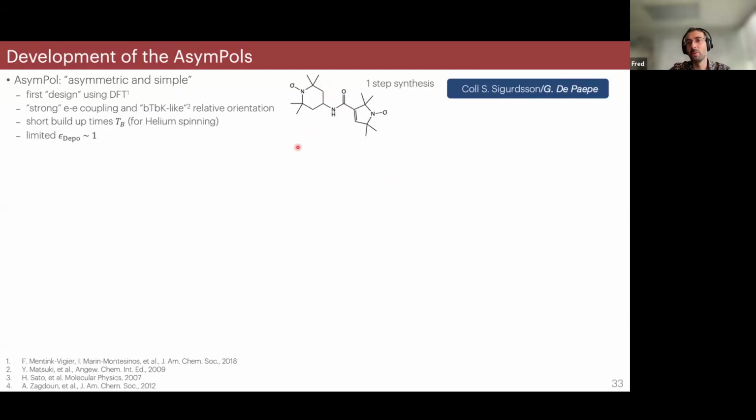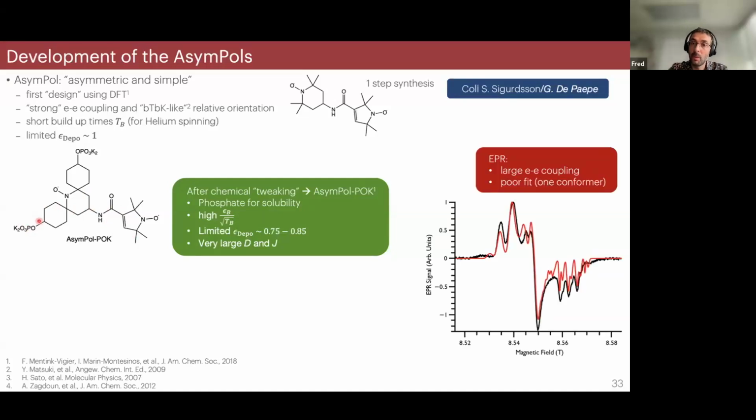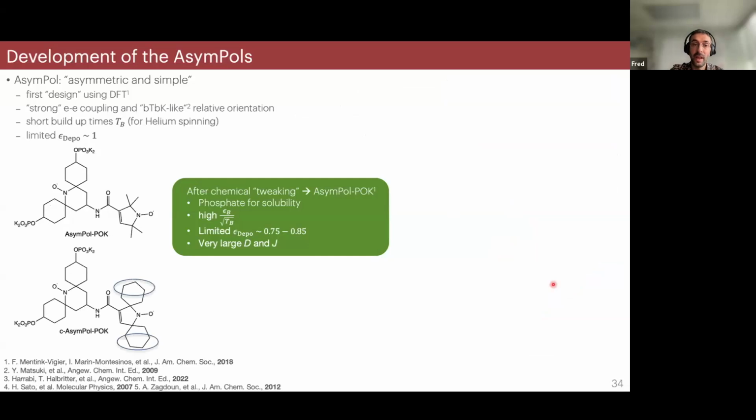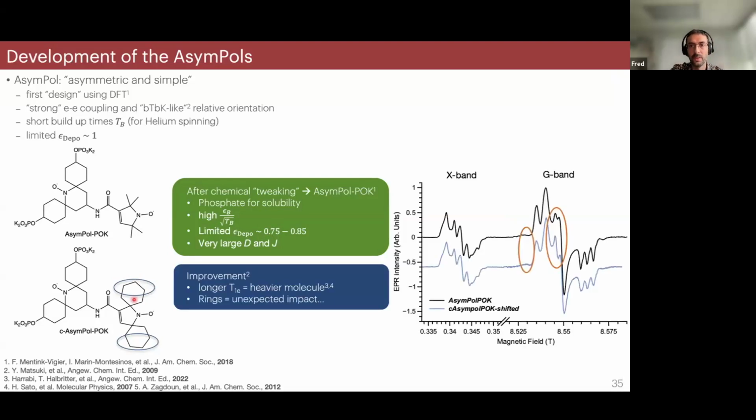We designed this molecule, AsymPol, and we tweaked it to make it water soluble by adding phosphates. And that's a radical that works very well. However, in my first attempt to fit the EPR spectrum, I miserably failed. I had just one conformer, and this is not a good fit. And once we added rings to make this radical better, so to make it heavier, because that increases relaxation times, then when we did EPR, they were different.